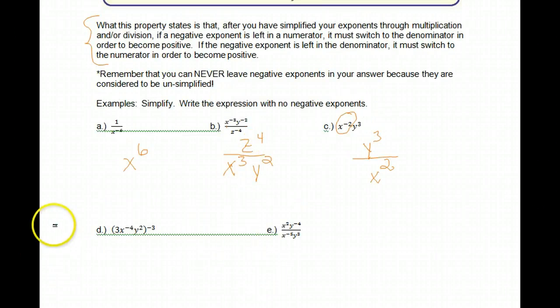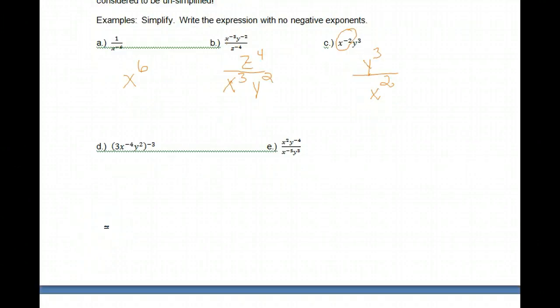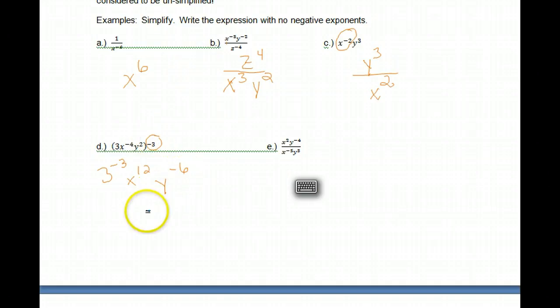Okay, letter D is just a slightly different example, and the reason being is that we have to apply the power to a power rule because we are raising that entire quantity to the power of negative 3. So we're going to have 3 to the negative 3rd. We're going to have x to the 12th, because remember, the product rule states that we multiply. So we're going to have negative 4 to the negative 3, and we multiply those. And then we have y to the negative 6 power, because we do 2 times negative 3.